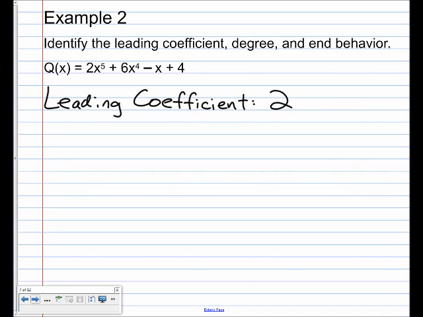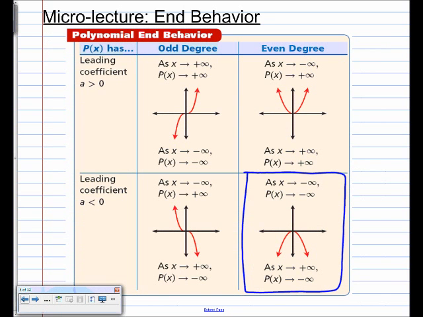Okay? What about the degree? What's the degree of this polynomial? 5. And so again, I really care about that being even or odd, and 5 is an odd number. Okay, everyone all right? Now, let's go back to the chart. I know you have to flip it over, I'm sorry. You go back to the chart. Let's see which one we're going to be focused on.